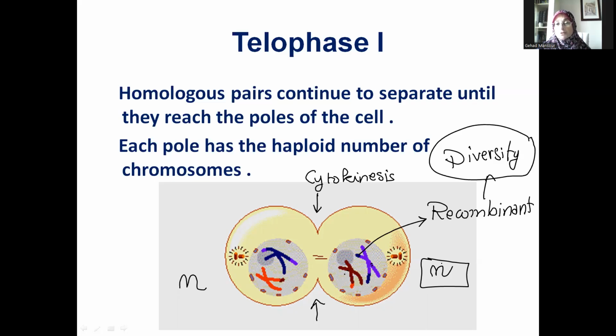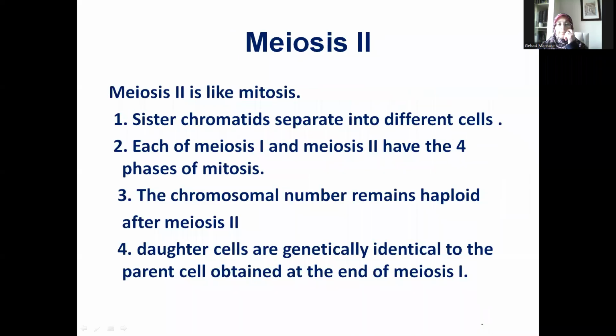If I ever ask you about the importance of recombinant DNA, it is important for variation or diversity. And if I ever ask you about the importance of haploidy, you would say that haploidy is important for preservation of the chromosomal number of the species. Meiosis 2 is like mitosis.